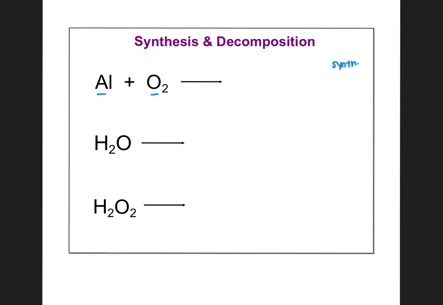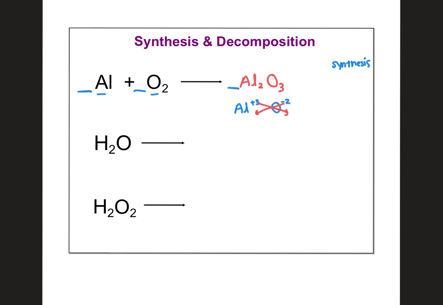And all I'm going to do is crisscross the metal and the non-metal. So aluminum on my periodic table is a +3 charge. Oxygen is a -2. When I crisscross, the 2 goes down to aluminum, Al2. The 3 goes to oxygen, O3. And now we can balance. Remember, we always balance last after we crisscross.